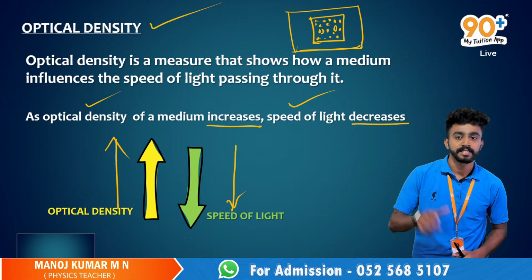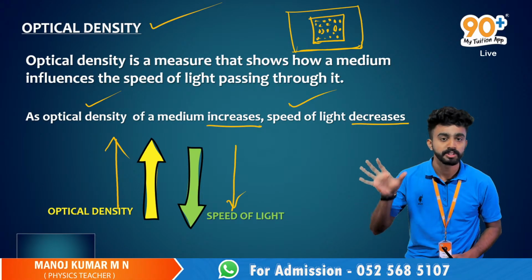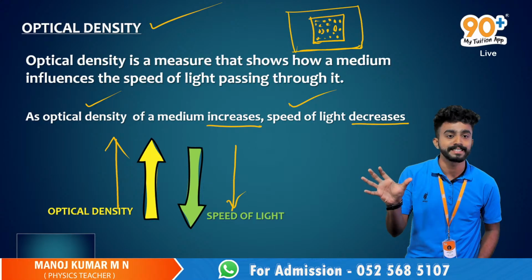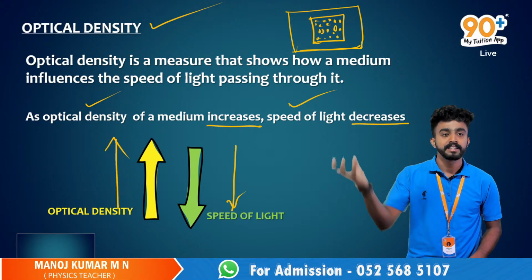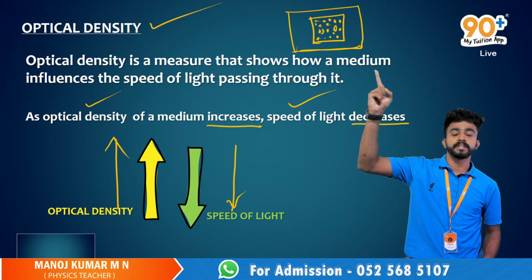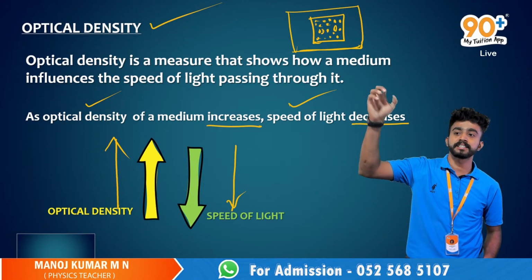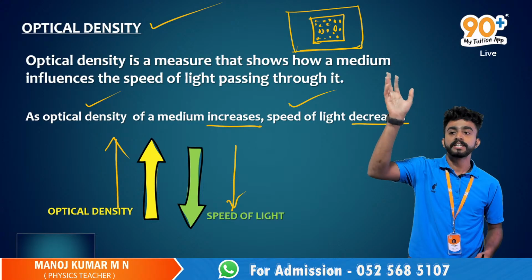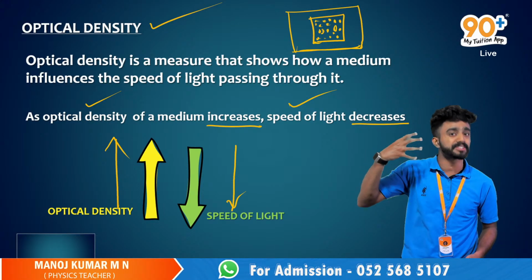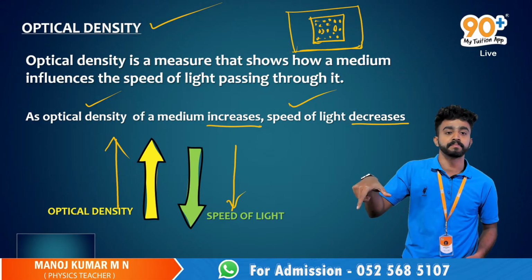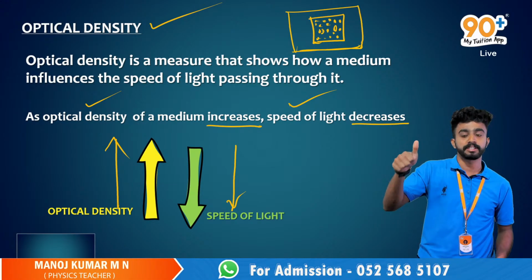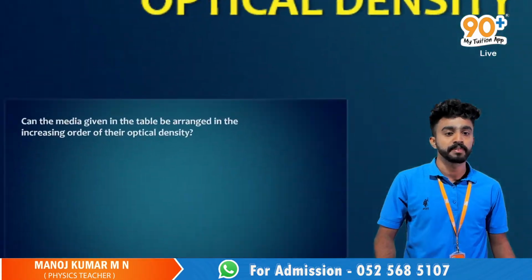So guys, we got the concept, right? As the optical density of a medium increases, the speed of light decreases, which means if the medium is optically denser, the speed of light will be disturbed. The light won't be able to travel through it easily, so the speed of light decreases in that medium. So I hope you got the concept. Let's check out a question.